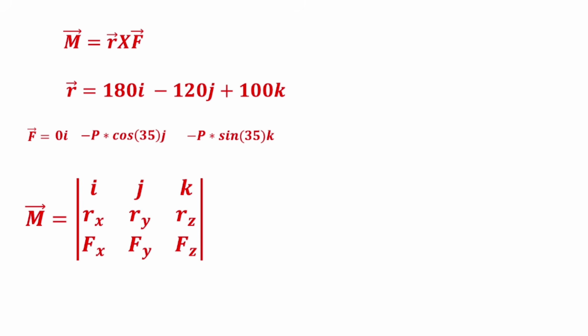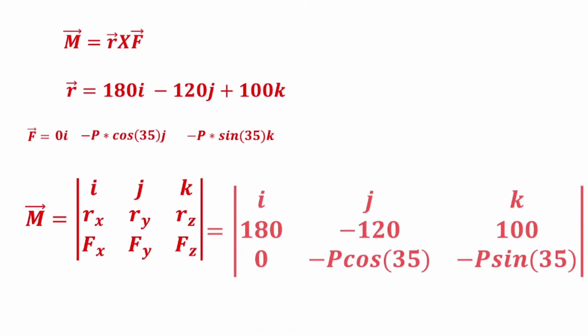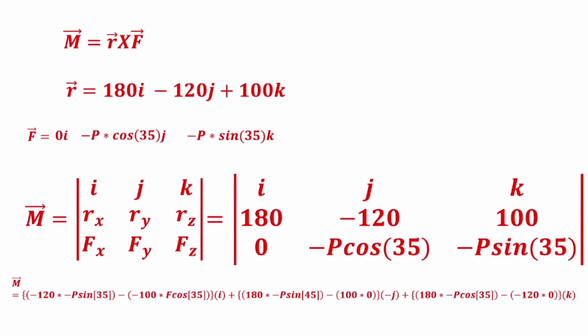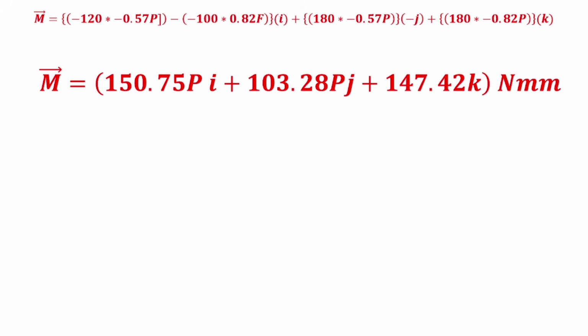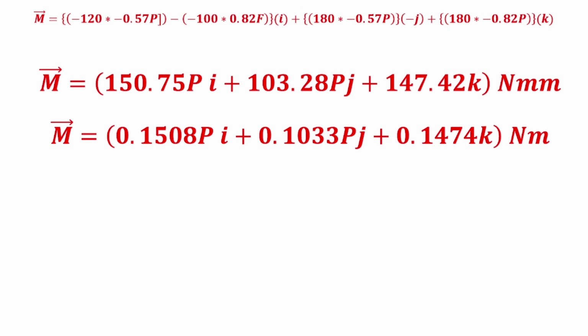Remember our formula for the moment, and you put everything back into the matrix and you simplify. In this case, you are simplifying while retaining the value of P. So if you simplify further, you get this value of moment in Newton millimeters. If you divide by 1000, you get the moment in Newton meters. Remember our force was given in Newtons.